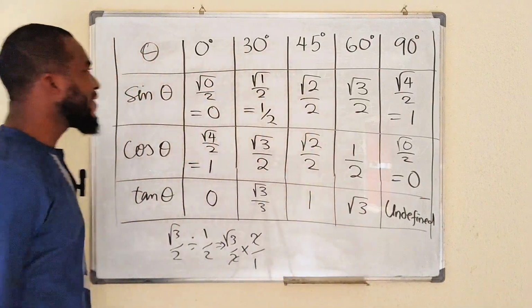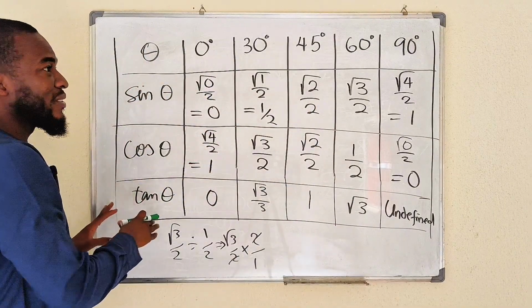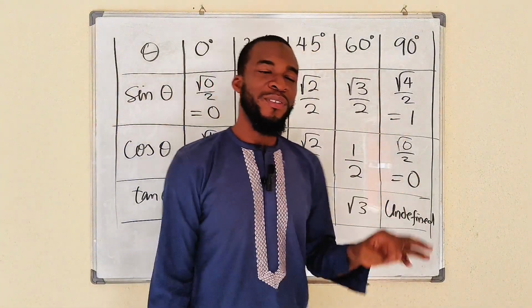So this is how to find the 3 trigonometric ratios of special angles from 0 to 90 degrees.